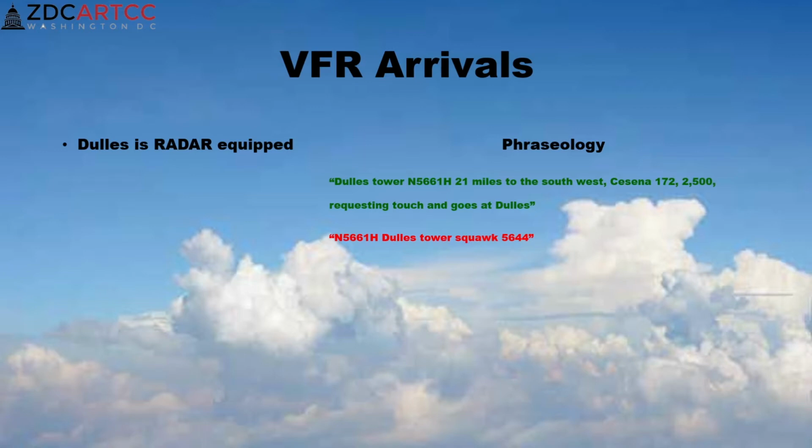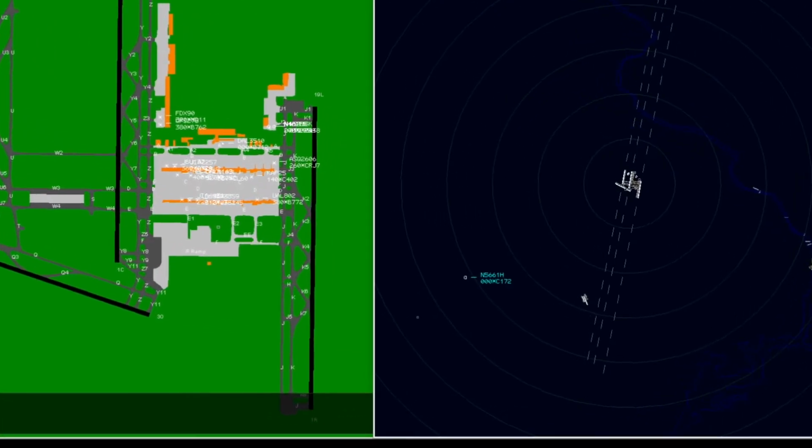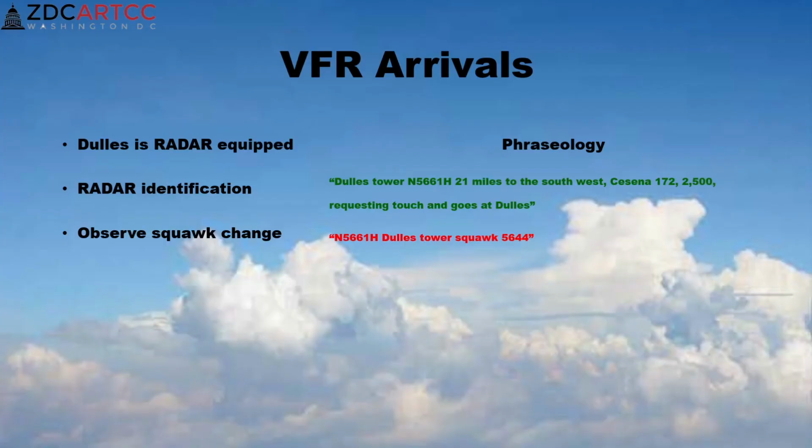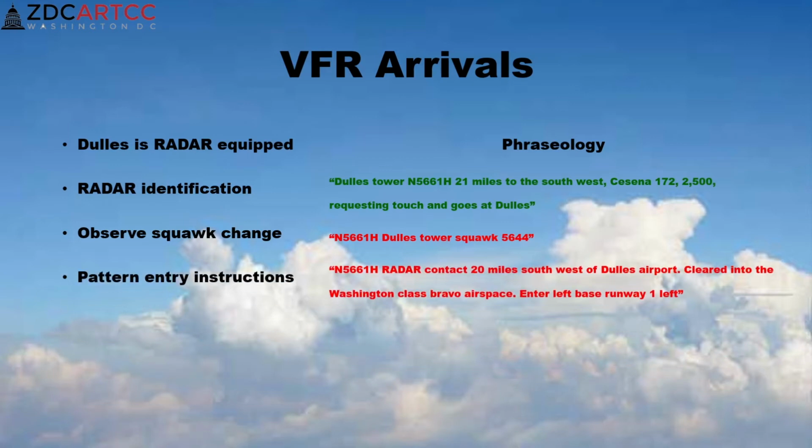This is a mode of radar identification. By assigning an aircraft a squawk code and observing the change with the aircraft squawking mode Charlie, it is a way of radar contacting the aircraft. Your response to the aircraft would be to radar contact them, as well as give them entry instructions into the airspace. For example: November 5661 Hotel, radar contact 20 miles southwest of Dulles Airport, cleared into the Washington Class Bravo airspace, enter left base, runway 1 left.